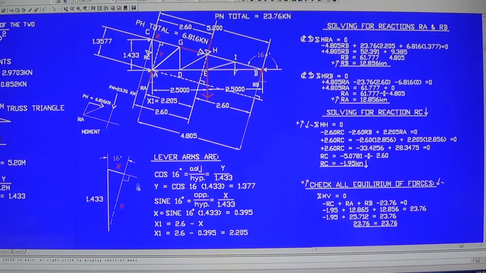Sine function, solve for x. Sine x is equal to sine 16 degrees times the hypotenuse, 1.433. This is the hypotenuse here. It gives you 0.395. So the x, that little x there, is 0.395. To solve for the lever arm for the PN, x1 is equal to 2.6 minus x. x1 is 2.6 minus 0.395, which is equal to 2.205. So that's the lever arm there.